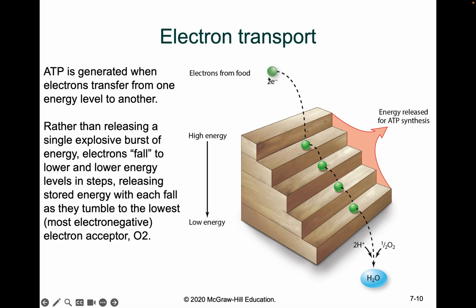So if this electron goes straight away without the steps, it's going to lose a lot of energy, and that energy could be released as a lot of heat. So that's not the best thing you want to do because that is very combustible. So the best thing is to actually let it go step by step.